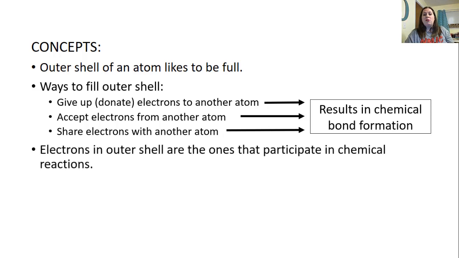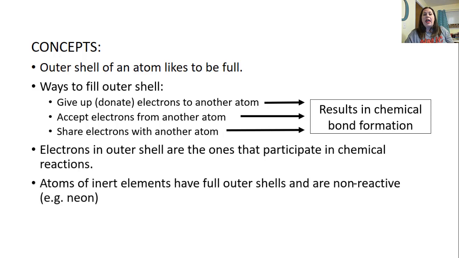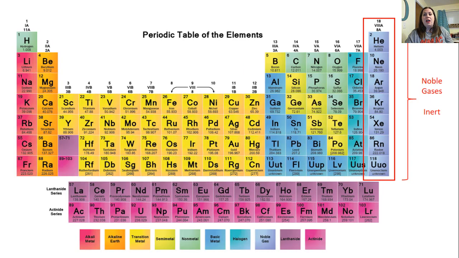Electrons in the outer shell are the ones that participate in these chemical reactions or chemical bonds. Atoms of inert elements have a full shell of electrons, so therefore they're non-reactive. These are examples like neon. These are known as the noble gases because they do not react with anything because they're full and happy. They don't need anything from anyone. So these are found on the periodic table over here on the far right-hand side. The noble gases are inert, their electron shells are full, so they will not react with other elements.